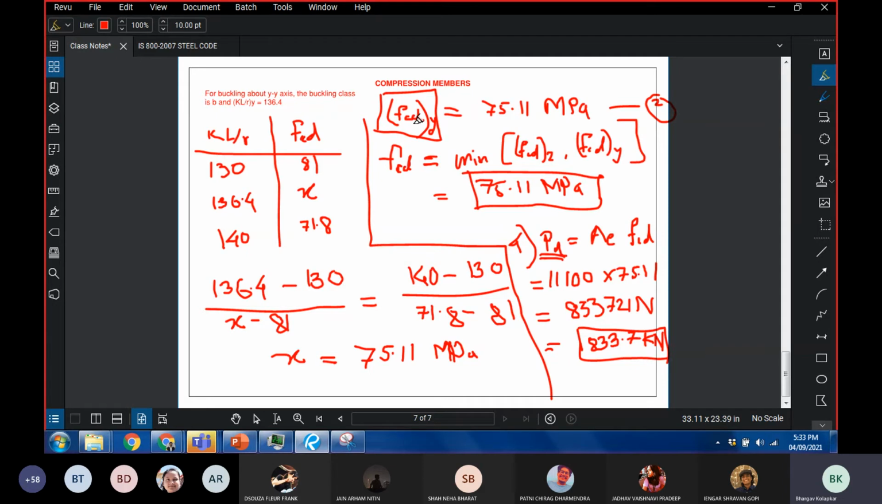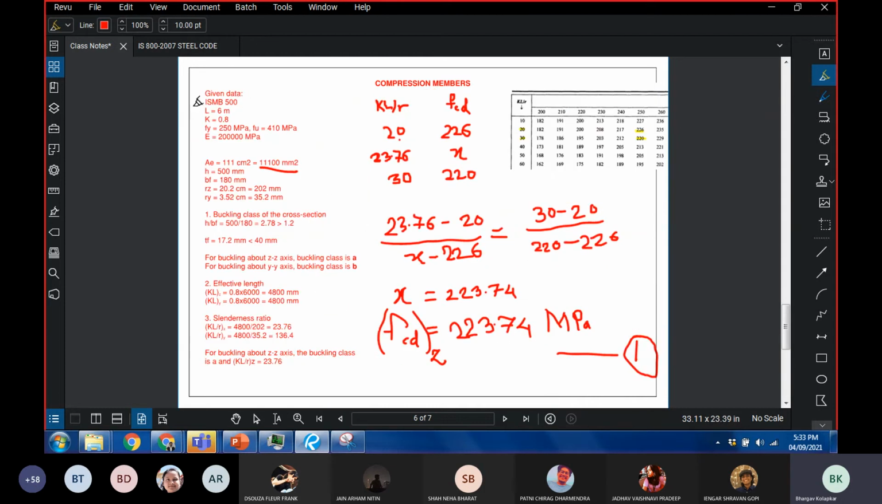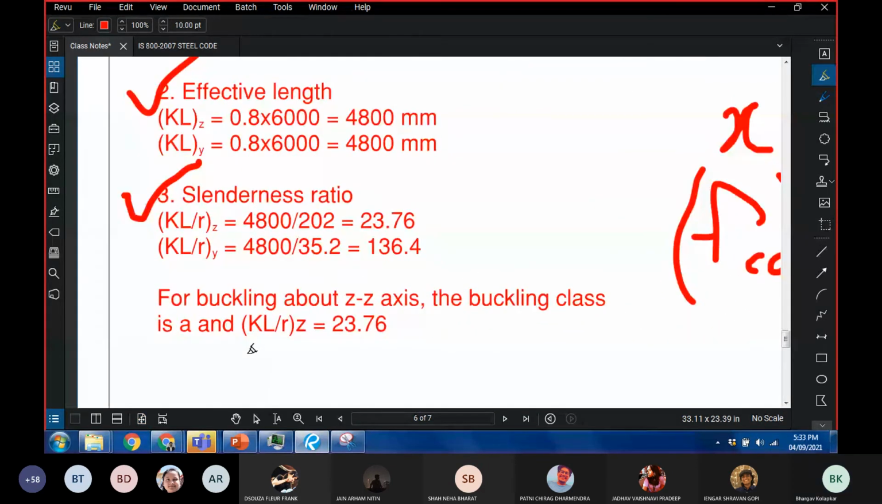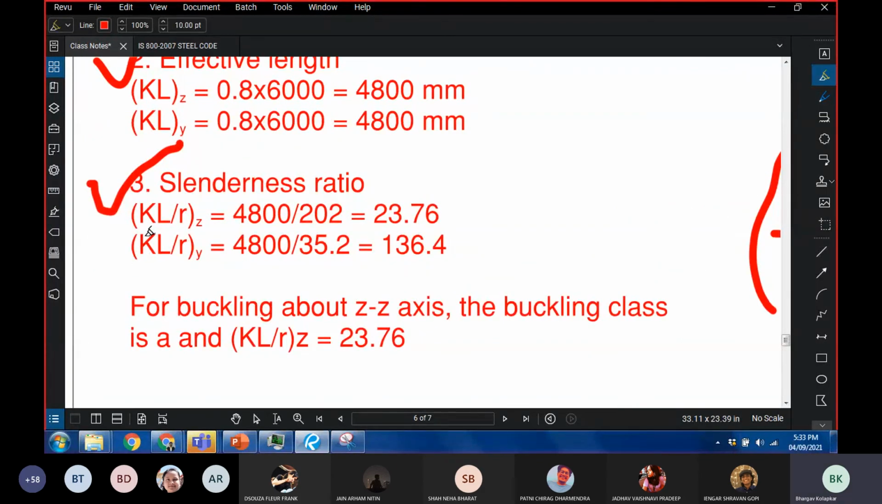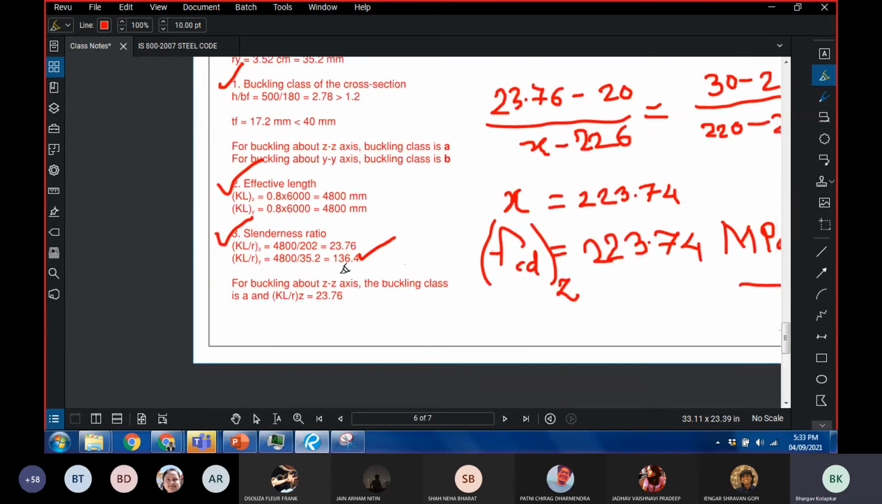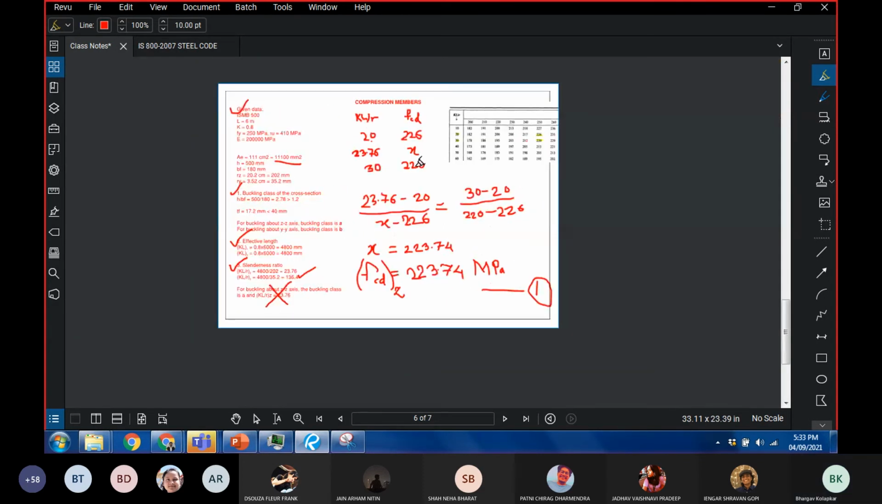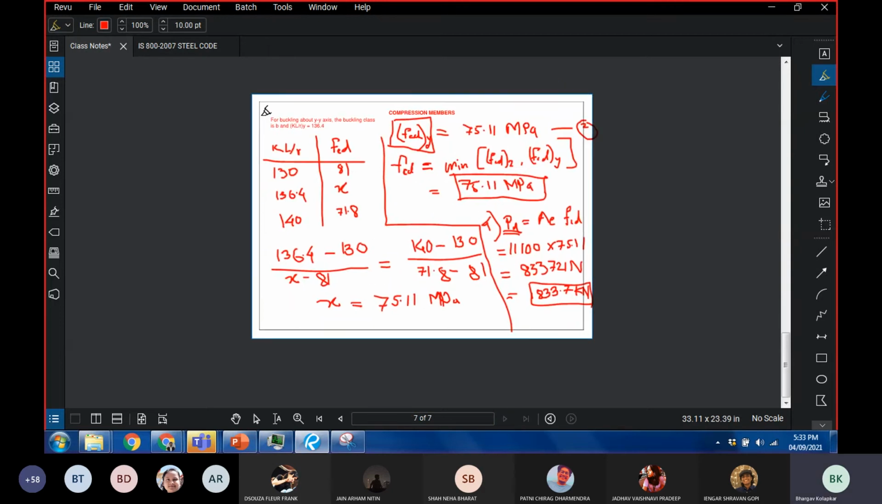In the exam, there is no need for finding out these two values. So what you will do is you will follow step number 1, step number 2, step number 3. Once you have reached here, you will say that KL upon R of Y is greater than KL upon R of Z. Therefore, this governs the design. And therefore, you will not follow this step. You will resume from here.